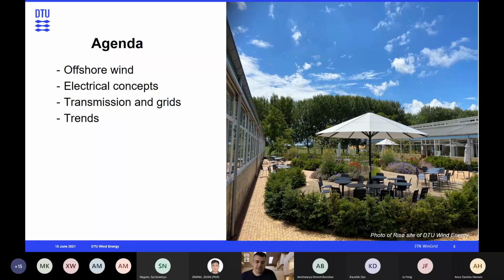But my idea today was to talk a bit about offshore wind in general, and then introduce to you the electrical concepts for the collection and the transmission of offshore wind, and then focus more on the transmission and grids development for offshore wind, and finally maybe say a few things about the trends when it comes to offshore wind grid integration.